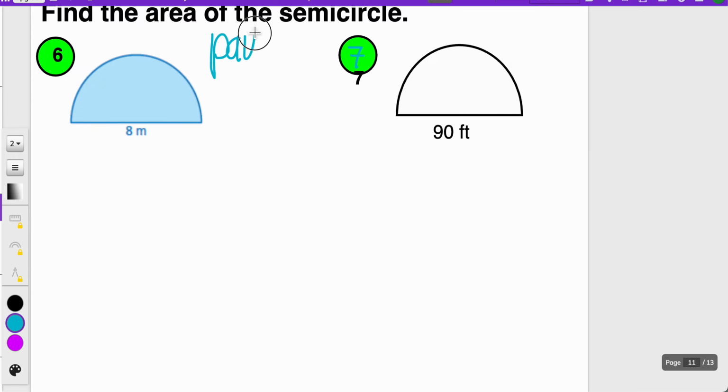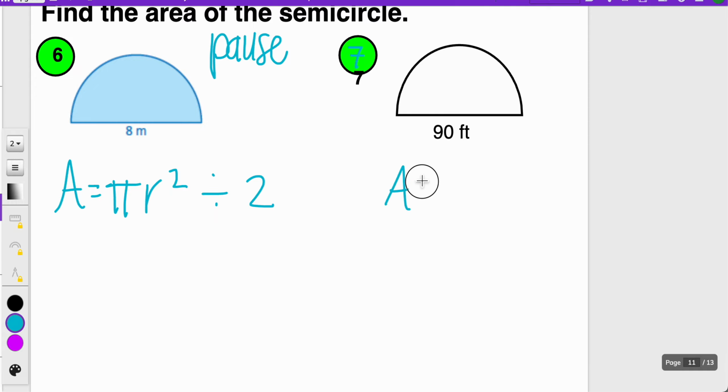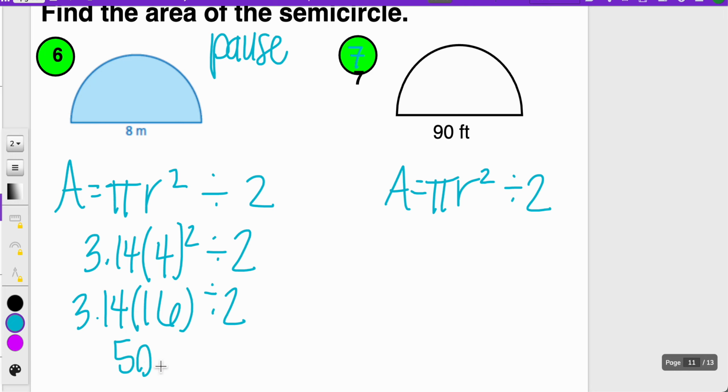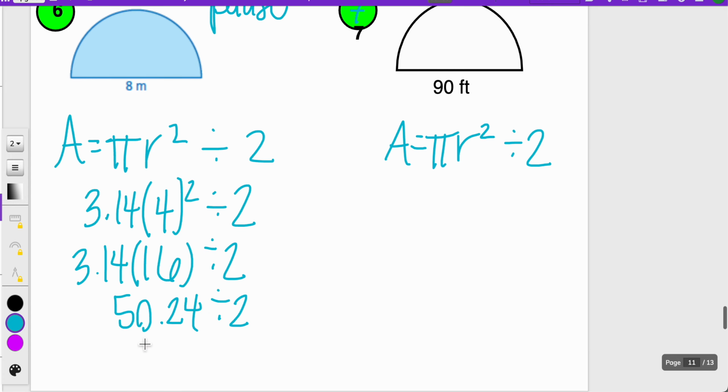Let's pause the video here, try to find the area of the semicircles, and when you're ready to check it, click play. All right, for both of these, we're taking the area formula and just dividing our answer by 2. So pi times radius, which would be 4 squared, divided by 2, or 3.14 times 16 divided by 2. 3.14 times 16 is 50.24, but then cutting that in half, we get 25.12 square meters.